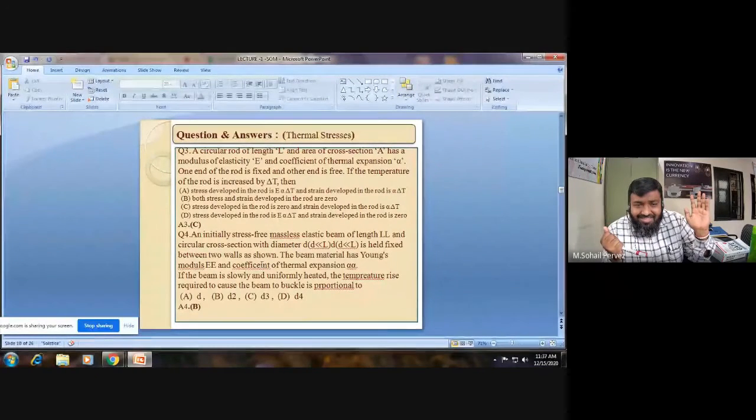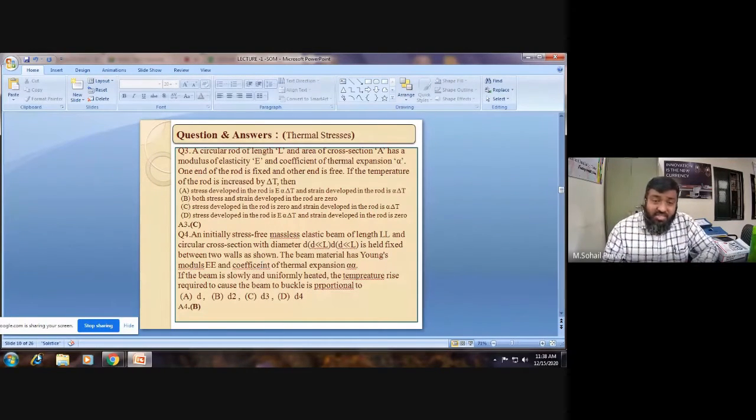Am I right? Unless and until there is some restriction, there can't be any stress. So stress is 0. But since some deformation is there, if there is some change in length, there has to be some strain. So that's why option C is there. So please mind well.